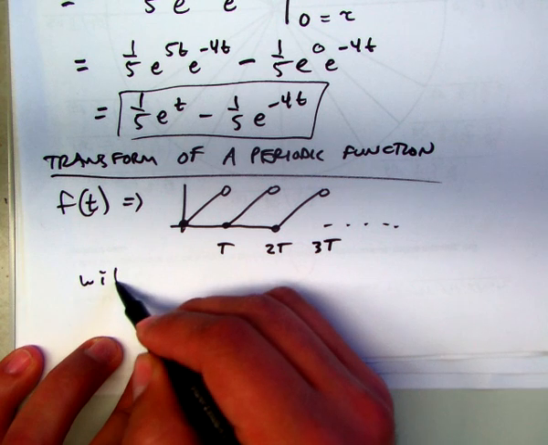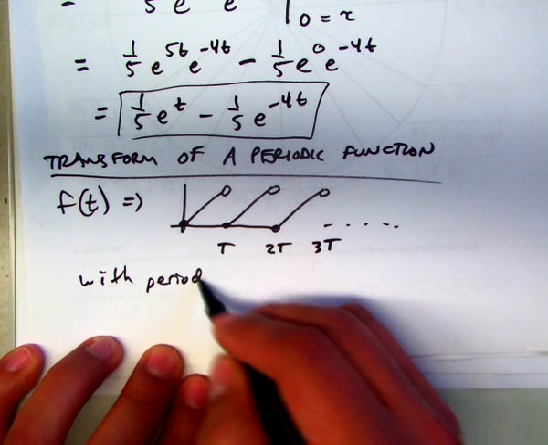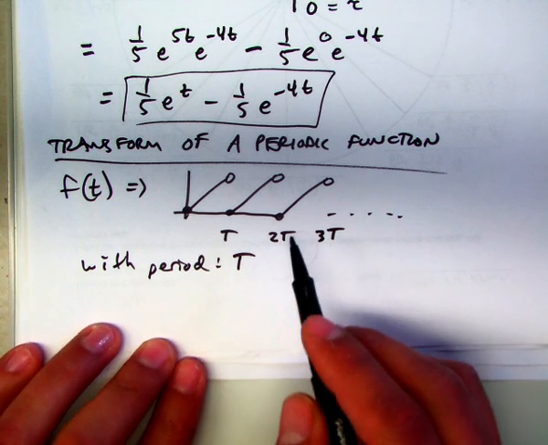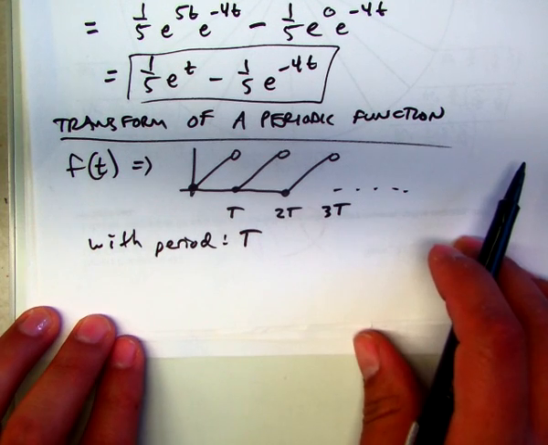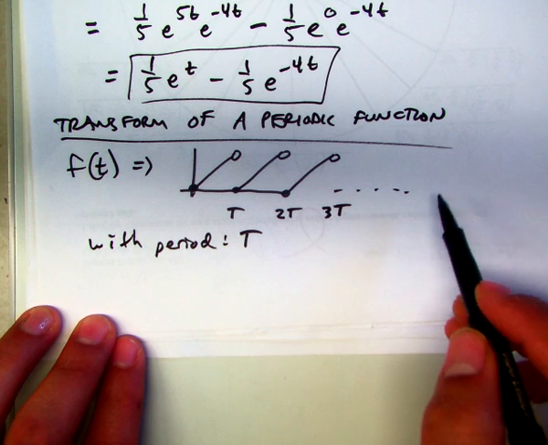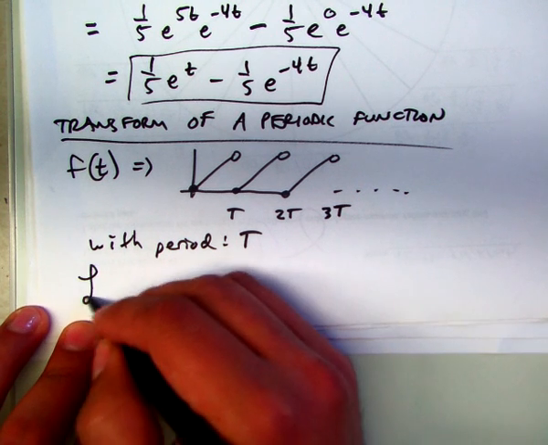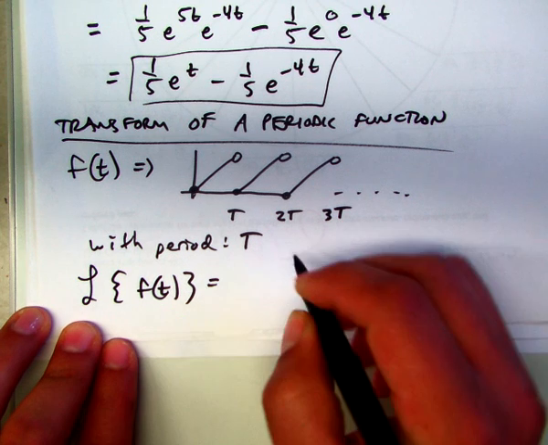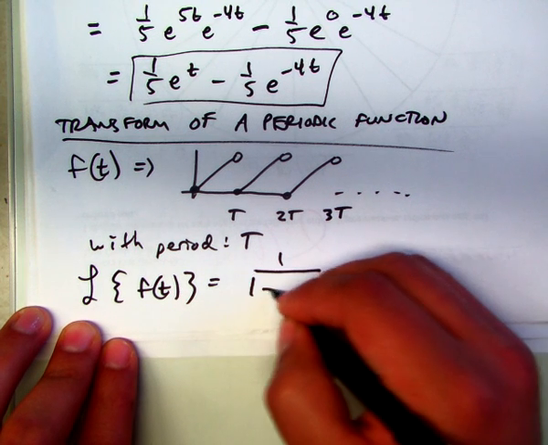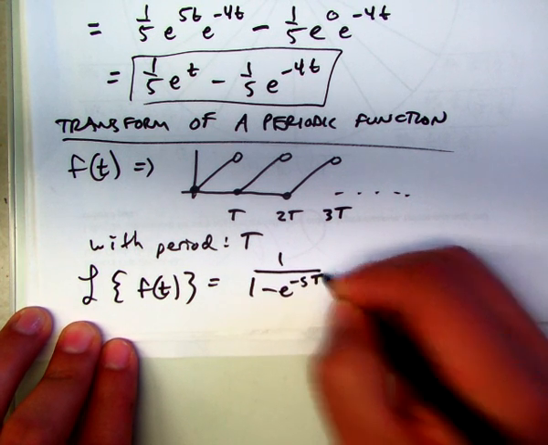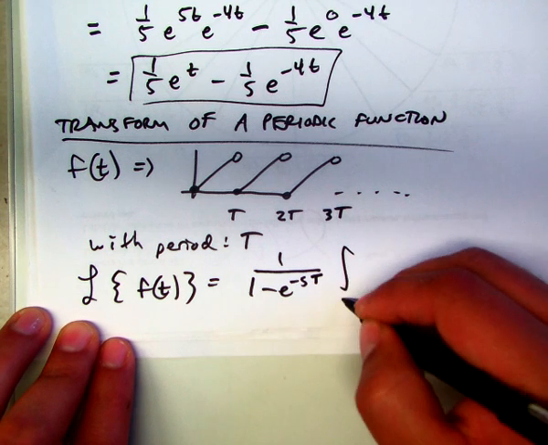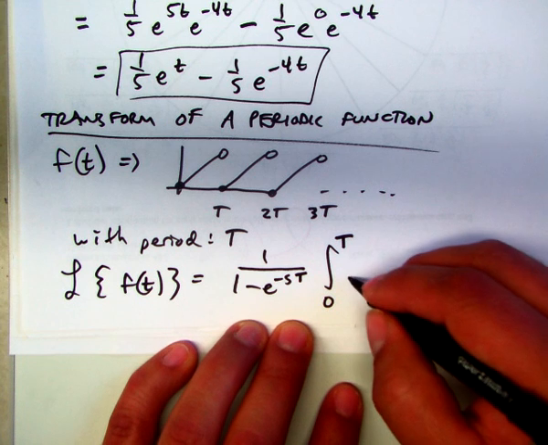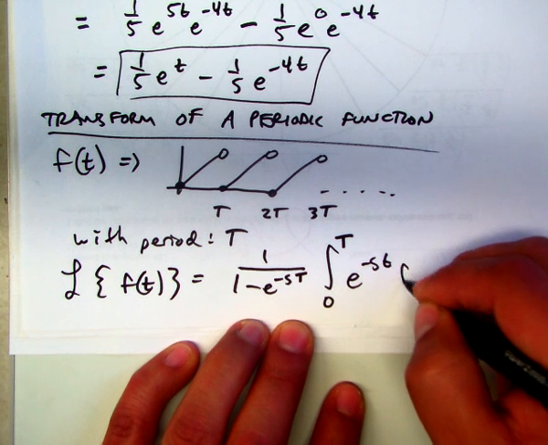What would the period be for this? Okay, so if you have a function that's periodic and the period is capital T, we're assuming it's piecewise continuous and all that good stuff. The transform of this periodic function would be 1 over 1 minus e to the negative s times capital T times the integral evaluated from 0 to capital T of e to the minus st f of t dt.